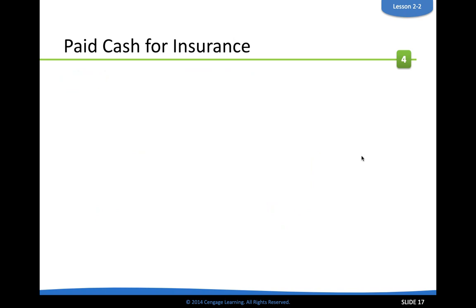Next transaction, paid cash for an insurance. Pretty much the same thing that's going to happen with supplies. They're both asset accounts. You know that when you pay cash for something, your cash account's going to decrease, and insurance is always treated like an asset because you pay for it up front and you get to use it for the whole month before you pay for it again. So it's considered an asset. So it's going to be the same thing as the last one.